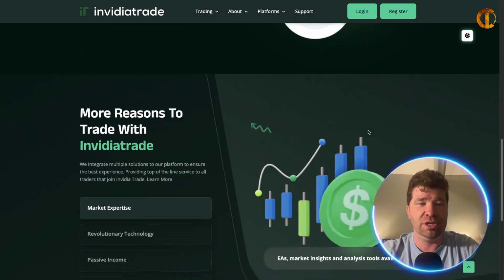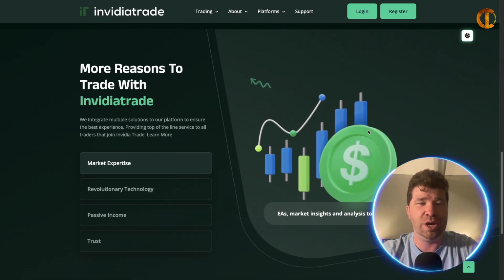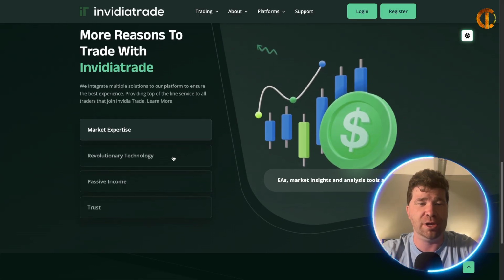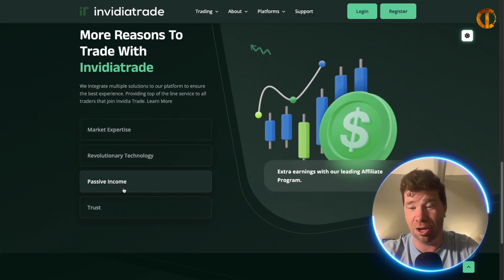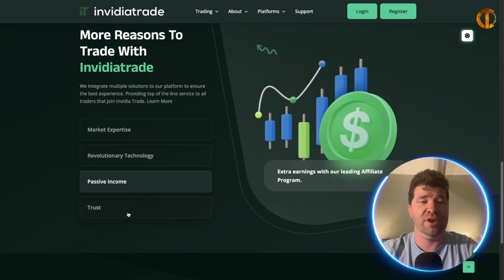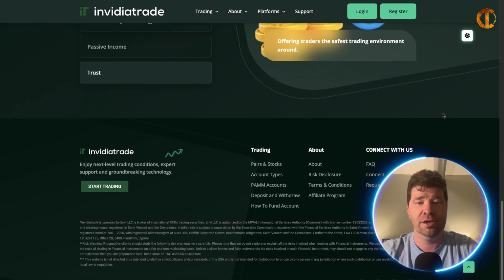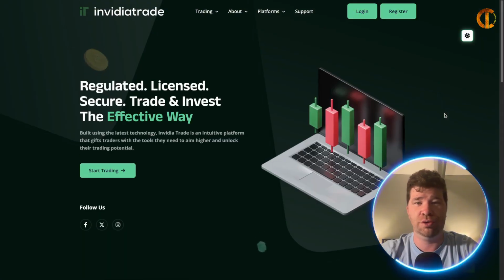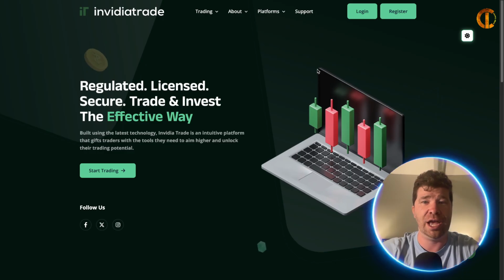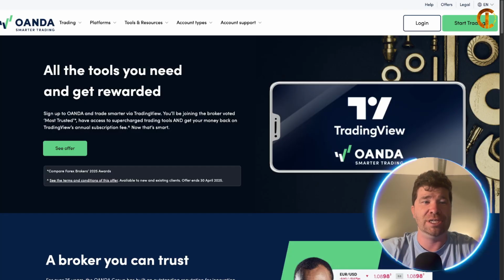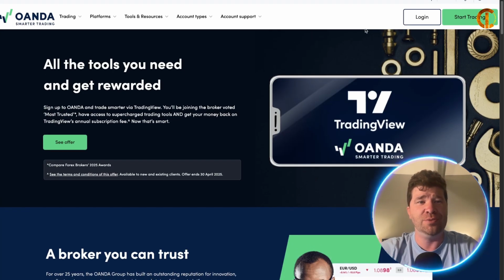Scroll down further, you can see right here, more reasons to trade with Invidia Trade, right? So market enterprise, not only that, they got revolutionary technology, passive income, which is good. Then we even have trust, okay? So you guys, literally just scrolling through it, you can see that this is what the main homepage looks like. However, whenever it comes to say Oanda, you guys will see it right here.